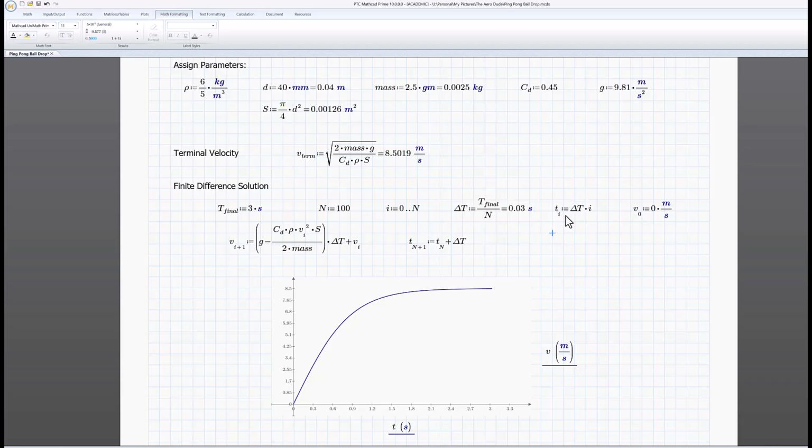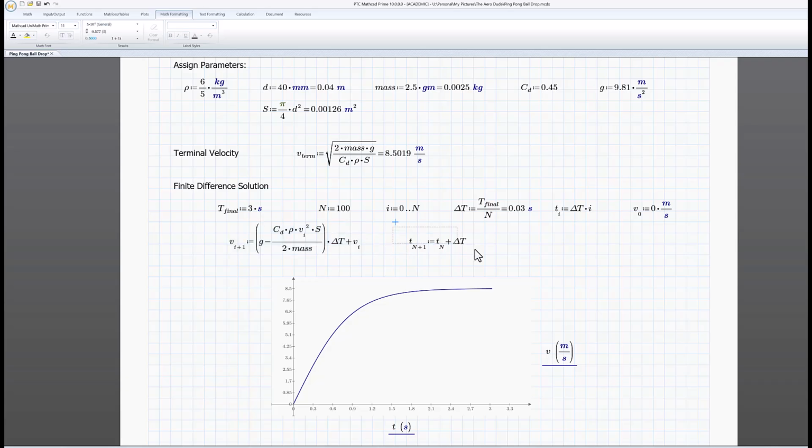So I calculated all my values of t because I'm going to know those beforehand. And then there's my initial velocity. In math terms, it's called an initial condition. And right there, that's the equation I wrote on the board. And so if I know v of i, I'm going to calculate v of i plus 1, where i goes from 0 to 100. So I did that.